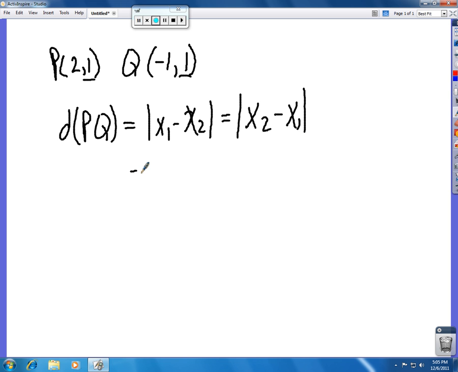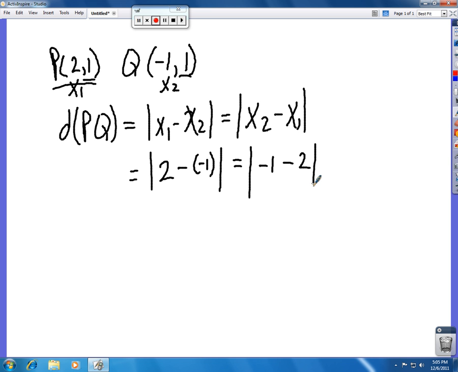So let's verify that. Let's say x1 is this point, coming from P, and x2 is coming from Q. So if x1 is from P, then we have 2 minus the negative 1. And then we're going to have x2, which is negative 1, minus x1, which is 2. So we have the absolute value parentheses. We're going to do this side first. We have the 2 minus the parentheses of negative 1. So we'll drop the parentheses, and 2 negatives will make it a positive. So it'll actually be 2 plus 1, which will be the absolute value of 3.